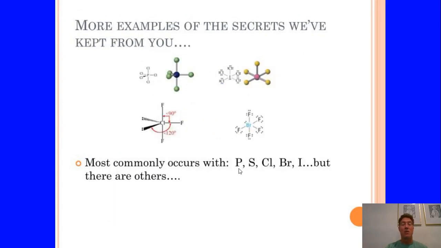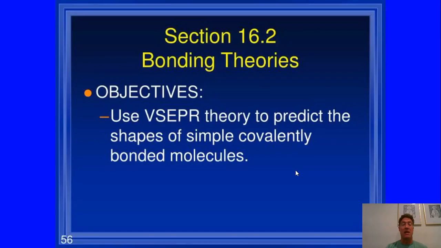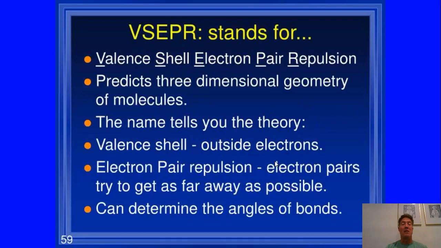And this often occurs with these atoms: phosphorus, sulfur, chlorine, bromine, iodine, and some others. Okay, let's go to the next section, which talks about bonding theories. And here we're going to use what is known as VSEPR theory, sometimes just pronounced "Vesper" theory, to predict the shapes of covalently bonded molecules. Now, VSEPR stands for valence shell electron pair repulsion. It helps us predict the three-dimensional geometry of molecules.